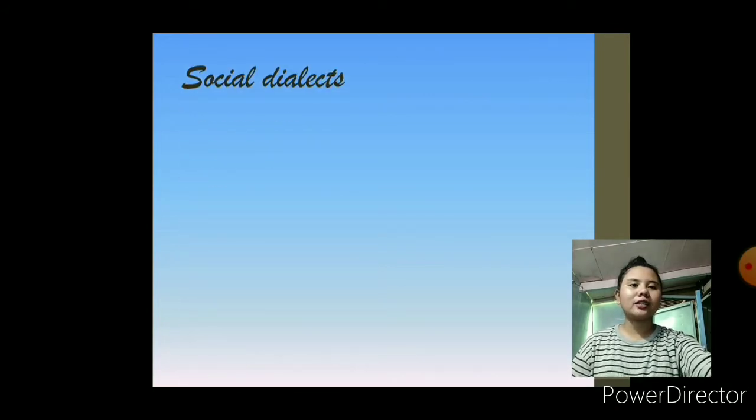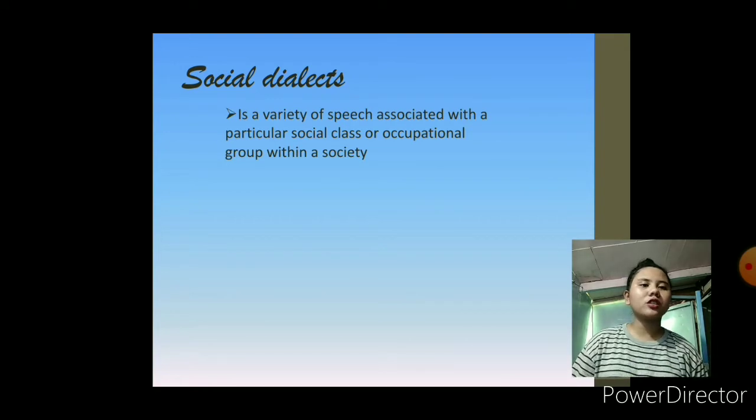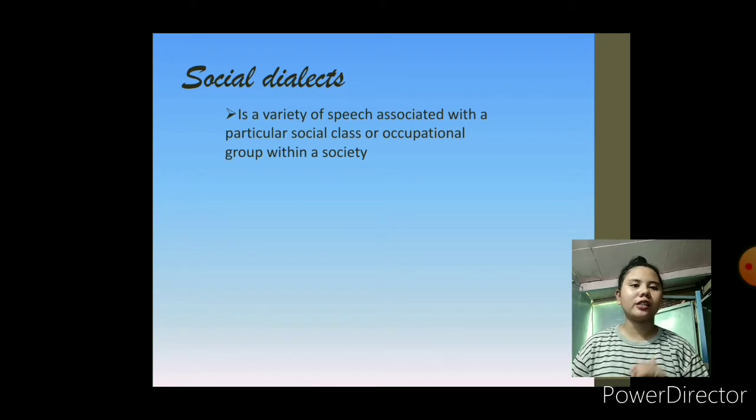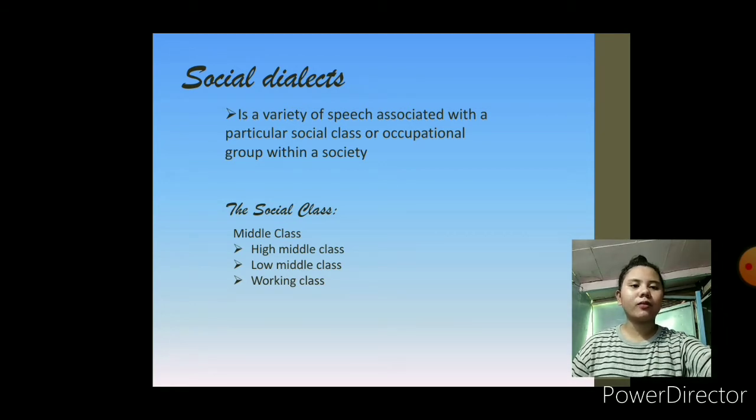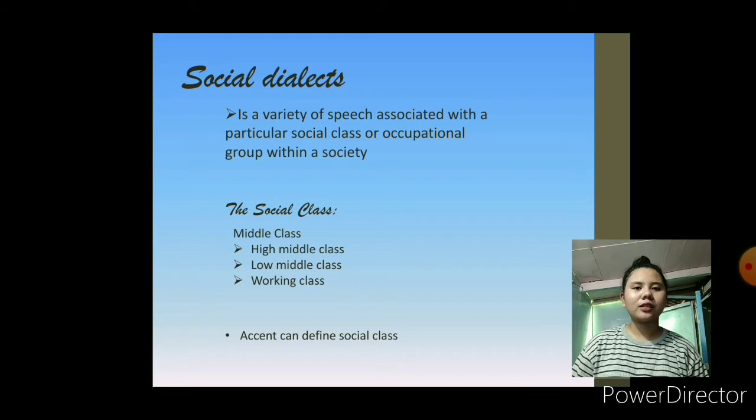Social dialect is a variety of speech associated with a particular social class or occupational group within a society. These are the social classes: middle class, high middle class, low middle class, working class. Accent can define social class. For example, is how we pronounce the word 20. Many people, especially in the higher class, pronounce it as 20, but the people in the lower class pronounce it as 20.